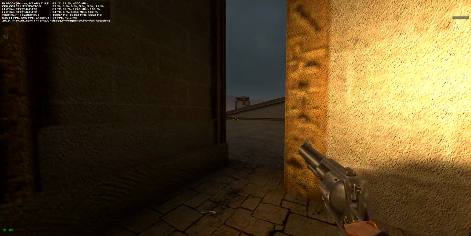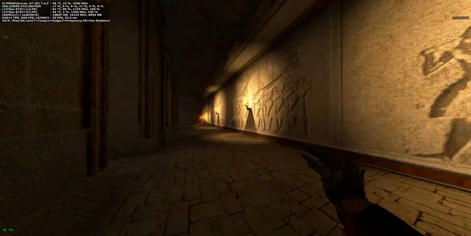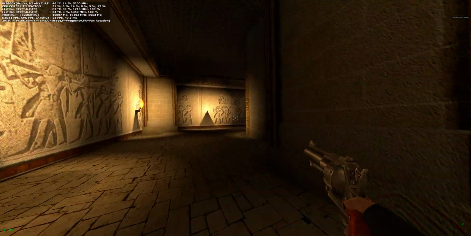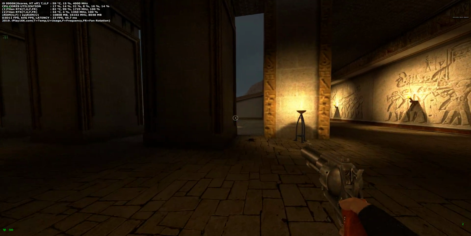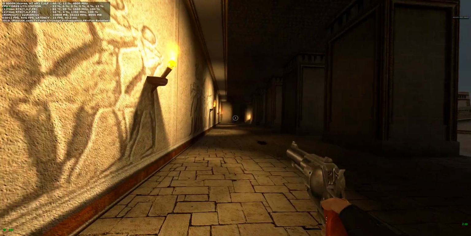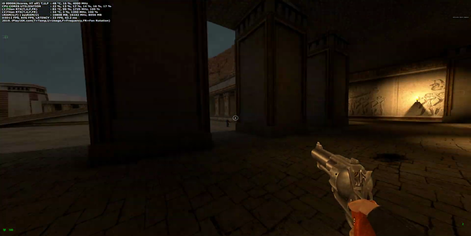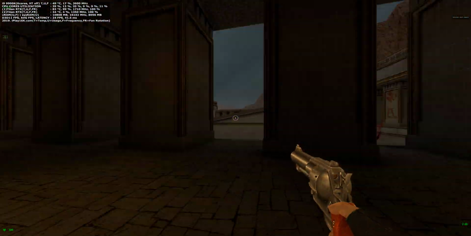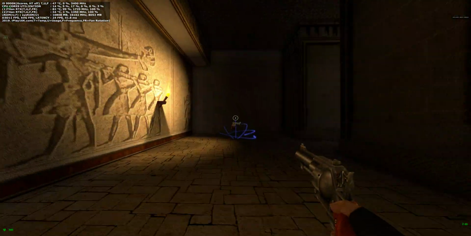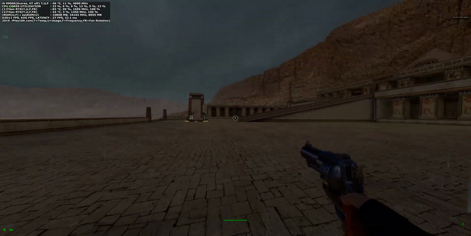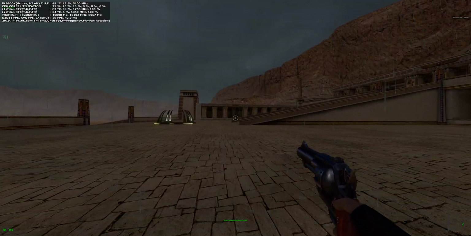Vulkan API versus the DirectX 11 API, because we already compared Vulkan API versus OpenGL in the Doom 2016 game, and Vulkan was faster. But during this benchmark today, you're going to find out that DirectX 11 API is faster than Vulkan, guys. So this is under the DirectX 11 API, as you can tell.